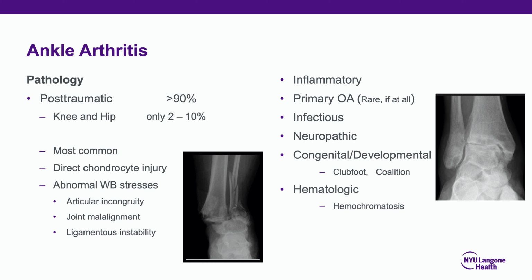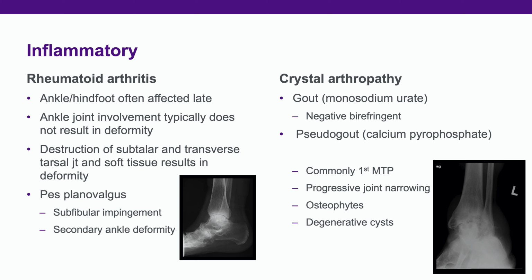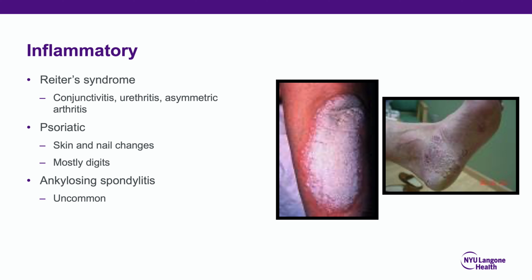The inflammatory conditions are the usual laundry list of inflammatory conditions that affect any joint. Rheumatoid arthritis is unusual in that the ankle joint itself is usually affected in late stage, and the surrounding joints usually are predisposing the ankle to ultimate malalignment. Crystal arthropathies, including gout and pseudogout, are also to be considered. And again, these are most common in the first MTP joint and show the pathognomonic signs of destructive arthropathy. Occasionally asked questions, including Reiter's and psoriatic and ankylosing spondylitis, are asked, but these are uncommon.